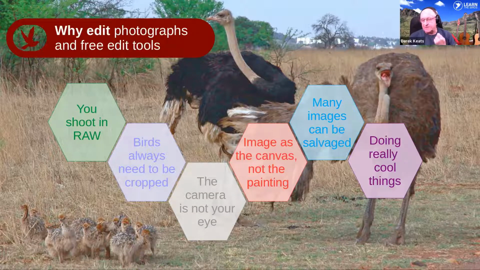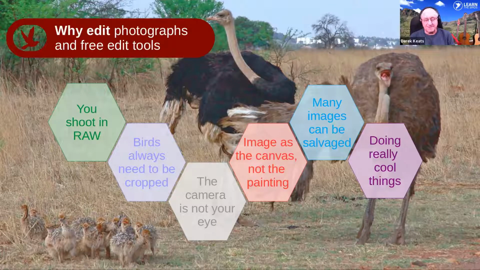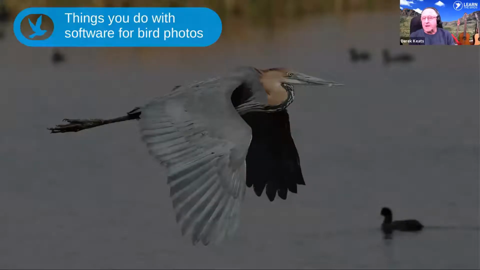The other is the image. I always see the image as the canvas, not the painting. So it's the thing that you start to work with in order to create the final product. It's not necessarily the final product. And often you can have some images that look pretty terrible, but if you process them well, they can be salvaged. And then you can do really cool things with images as well if you process them.